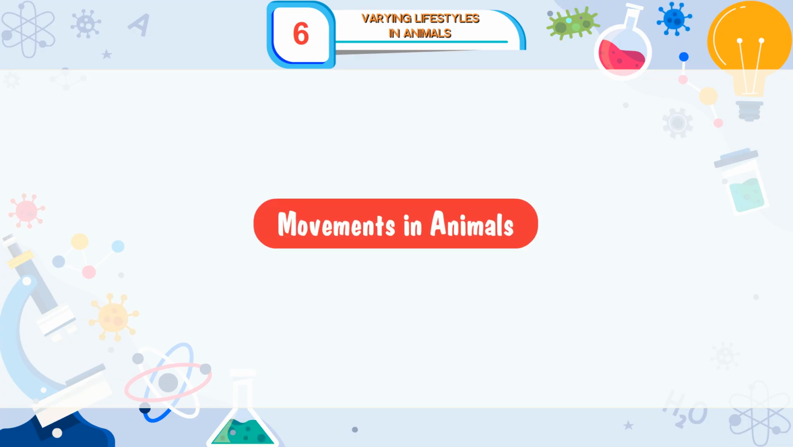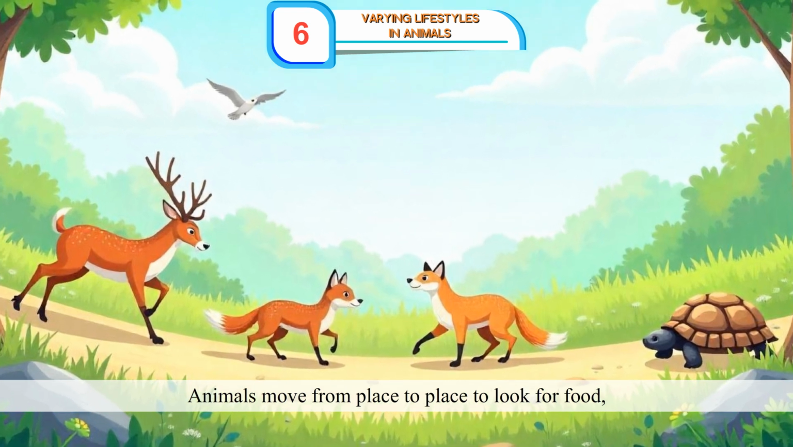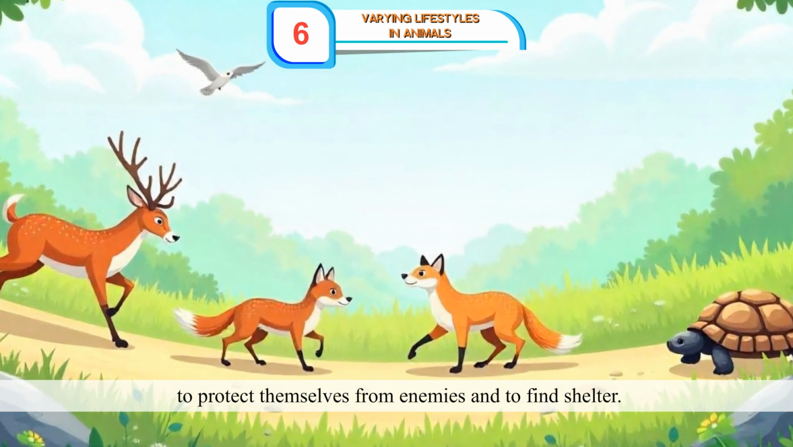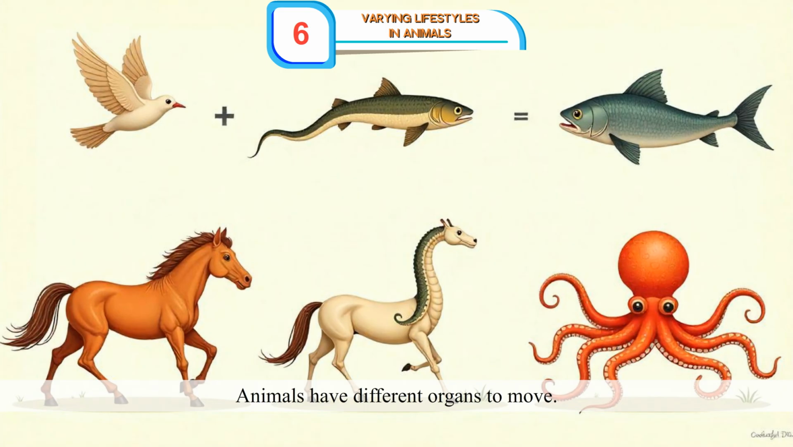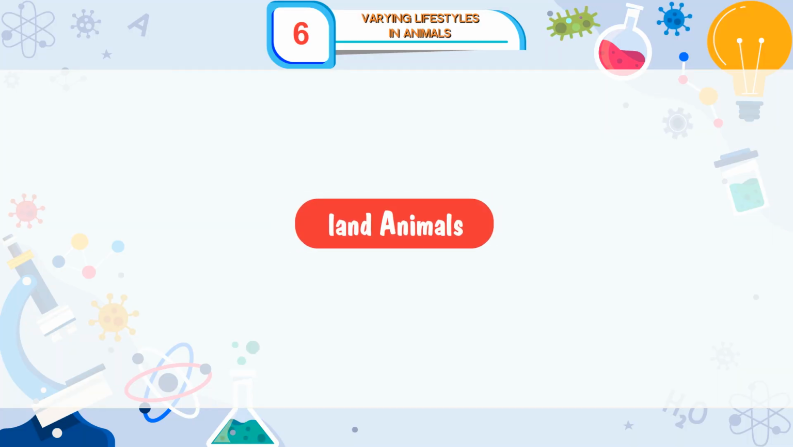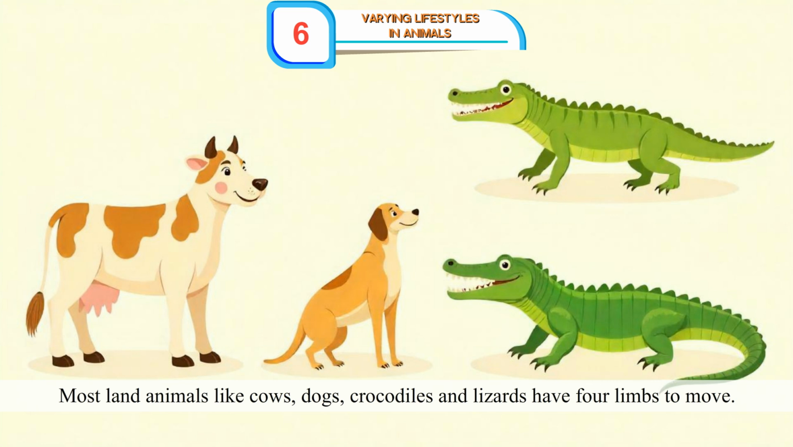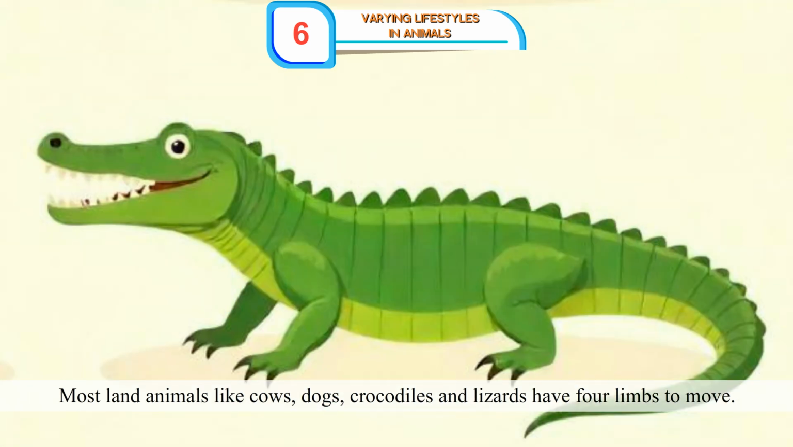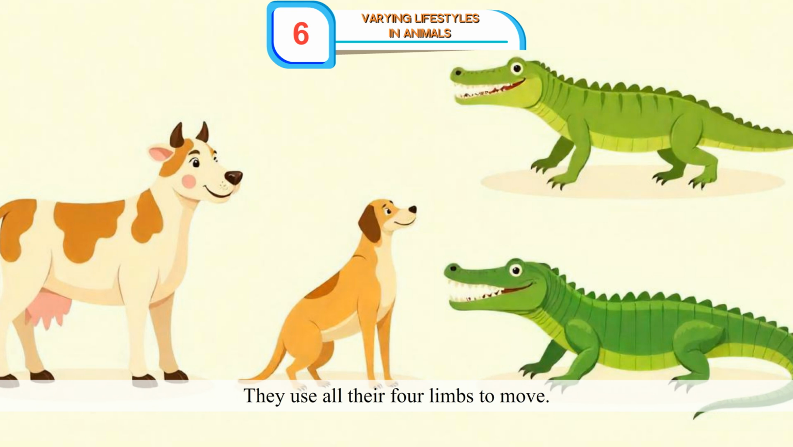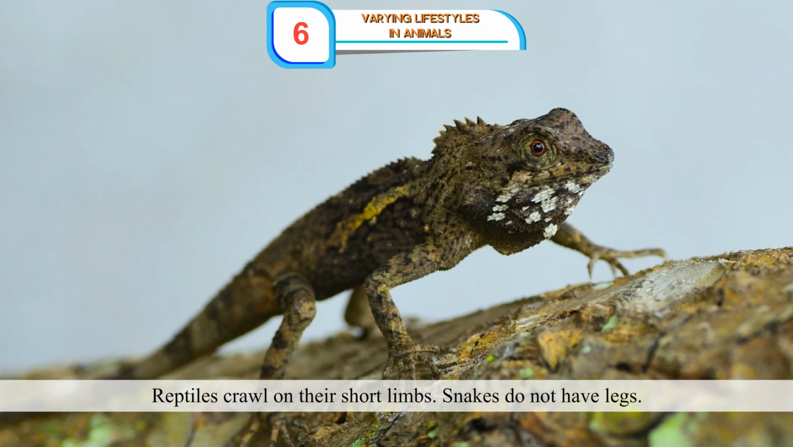Movements in animals. Animals move from place to place to look for food, to protect themselves from enemies, and to find shelter. Animals have different organs to move. Land animals. Most land animals like cows, dogs, crocodiles, and lizards have 4 limbs to move. They use all their 4 limbs to move.